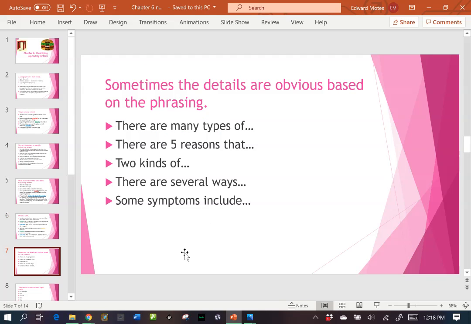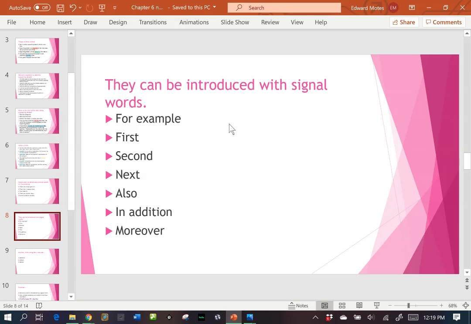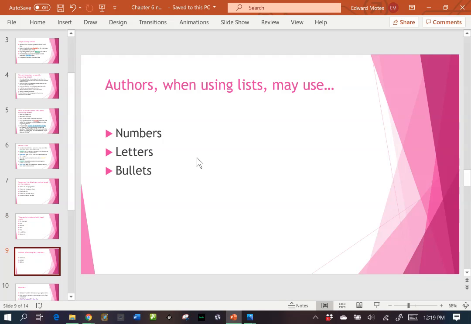Sometimes the details are obvious based on their phrasing. We've had phrases as signal words in the past that we've had to look for. Same with supporting details. Here are some examples: there are many types, there are 5 reasons that, 2 kinds of, there are several ways, or some symptoms include. And then signal words we can use, for example, first, second, next, also, in addition, and moreover. And then don't forget authors will use lists, so they'll use numbers, letters, and bullet points.